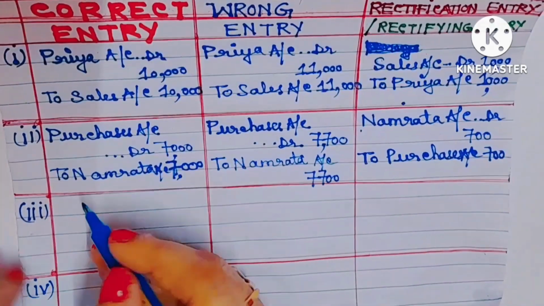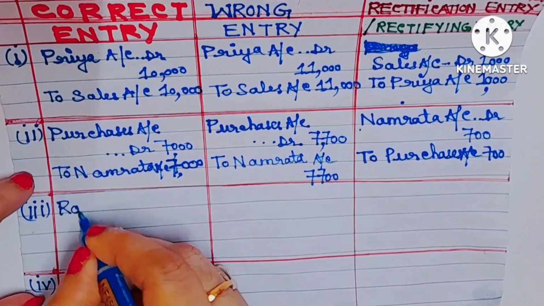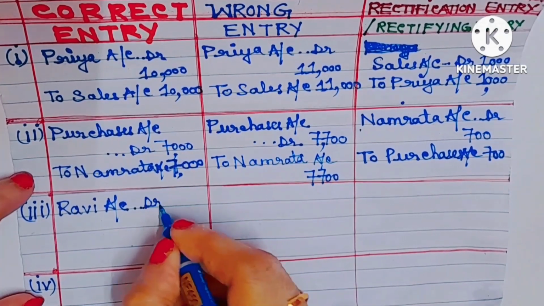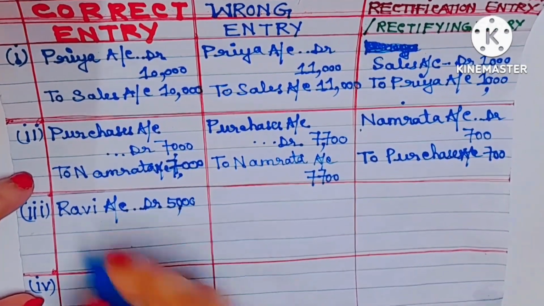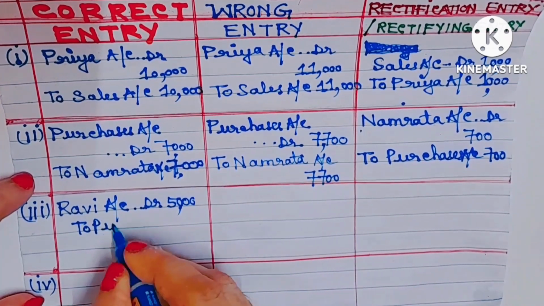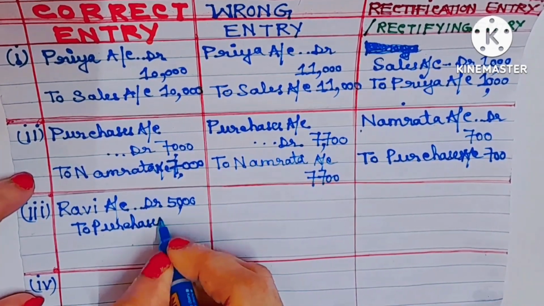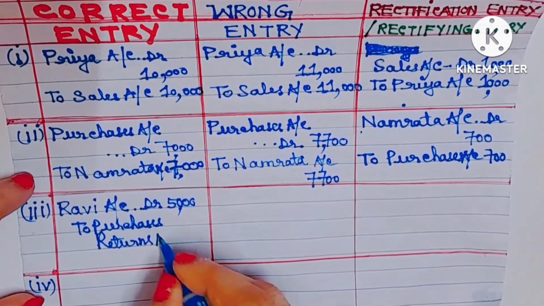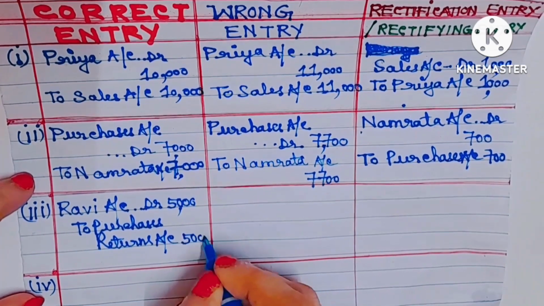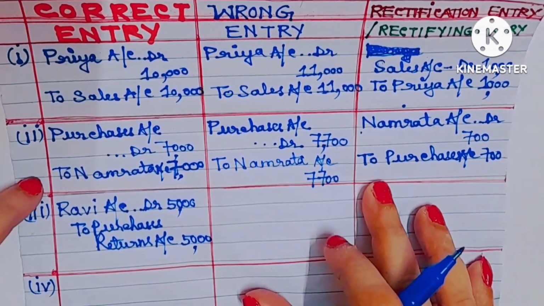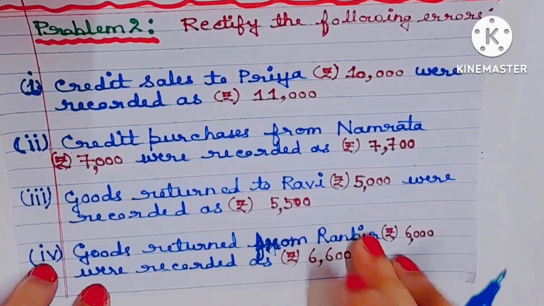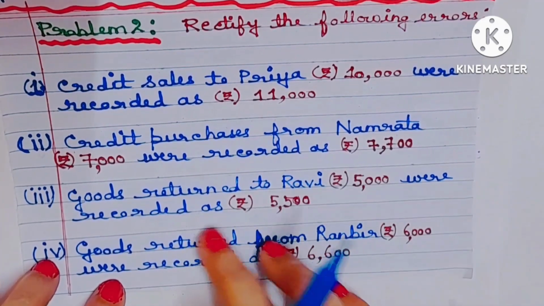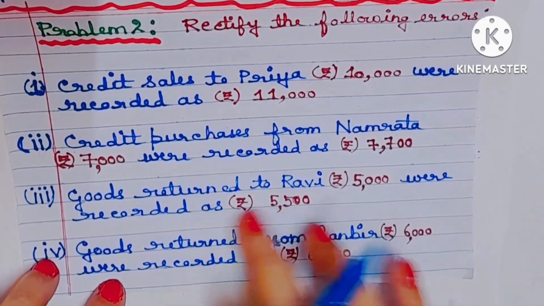Okay. So let's write in the correct entry Ravi account debit 5,000 to purchases returns account 5,000. Now what is the wrong entry? Let's see the problem again. Now see the wrong entry. Number 3, goods returned to Ravi rupees 5,000. We have done this. Were recorded as rupees 5,500. So this is the wrong part.